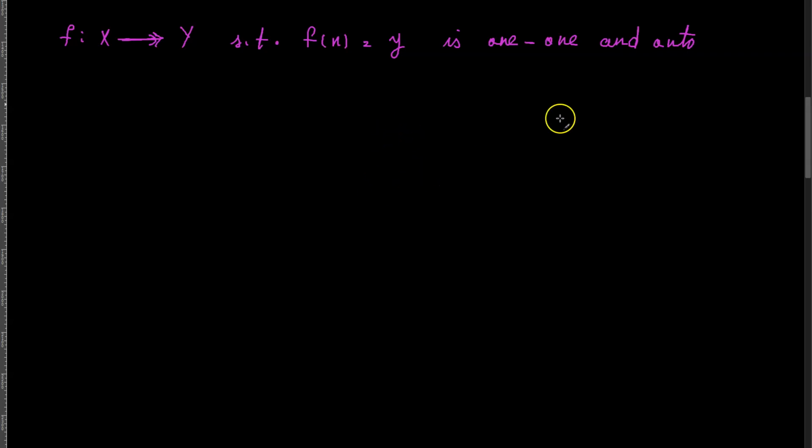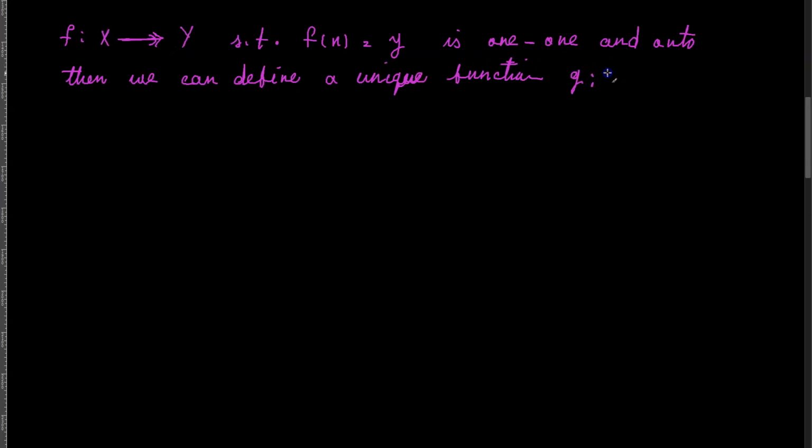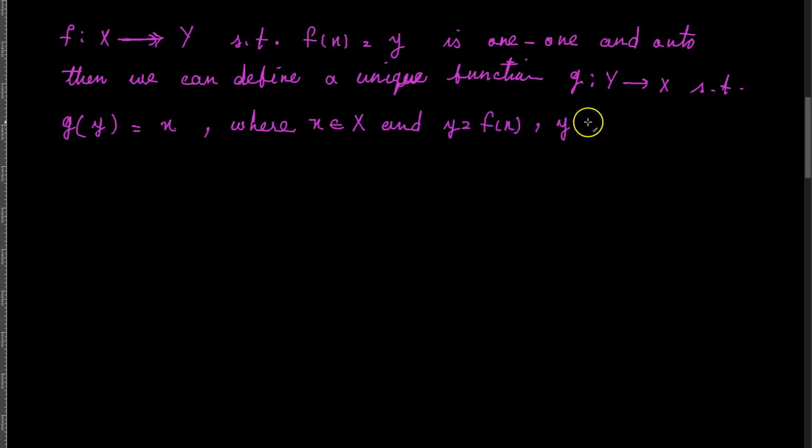then we can define a unique function, basically called, for example, let's call it g, from Y to X, such that g of y is equal to x, where x belongs to the set X and y is equal to f of x, and lowercase y belongs to the uppercase Y. This is the set Y, this is the member of the set Y.